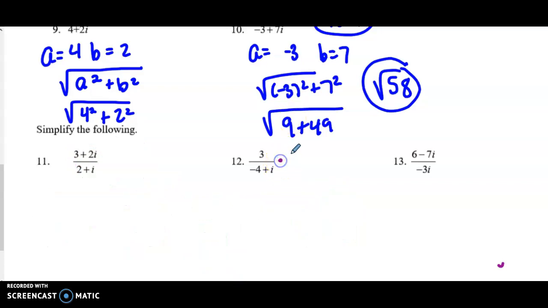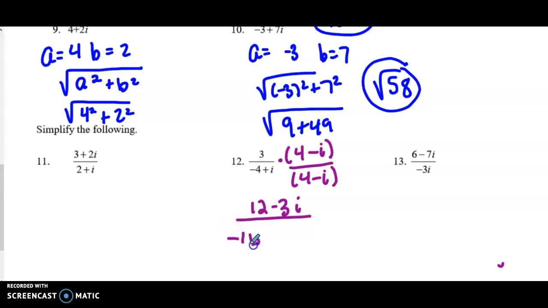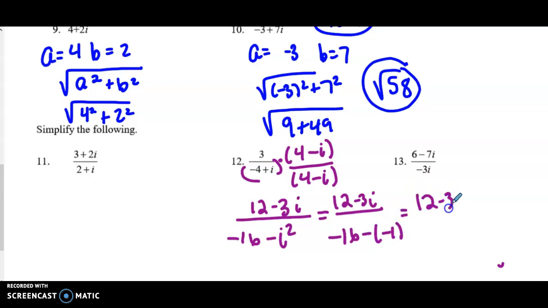All right, hopefully for this one, you recognize that the conjugate was 4 minus i. Okay, 4 minus i. Now your numerator is not too bad, so you end up with 12 minus 3i. Your denominator, when you simplify it, you end up with negative 16 minus i squared. Okay, so you could just go ahead and FOIL that out, and that's what you'll get. So you have 12 minus 3i on the top, negative 16, i squared is the same as negative 1, minus a negative 1 gives us 12 minus 3i all over 17.